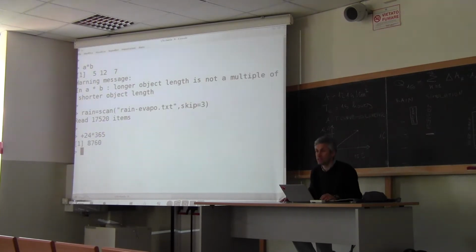is 8,760, but then I remember that we have here also the evapotranspiration data. So let's see what I get if I multiply times 2. I get indeed 17,520. The only problem that you may experience at this stage is if R doesn't find the file, okay?